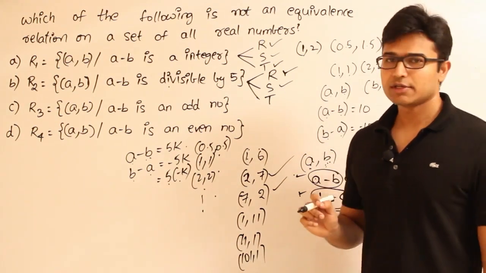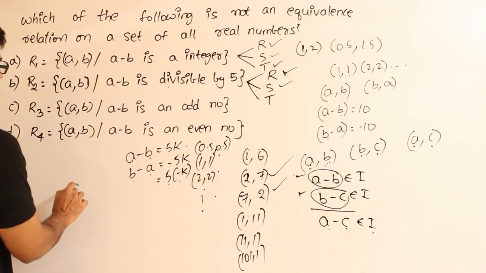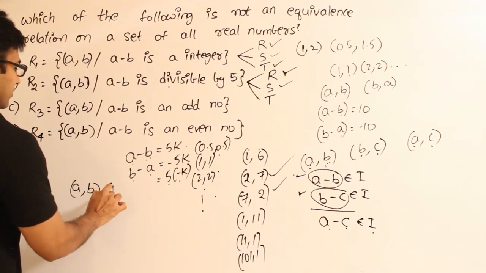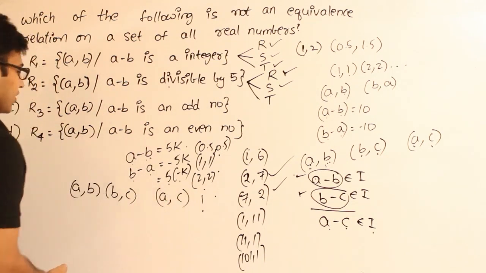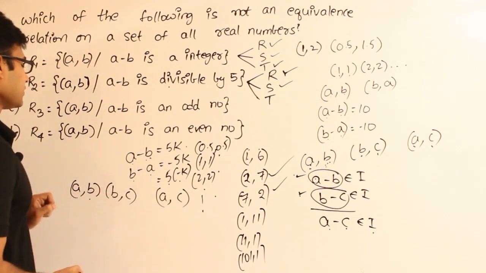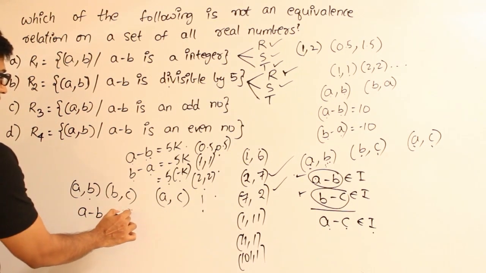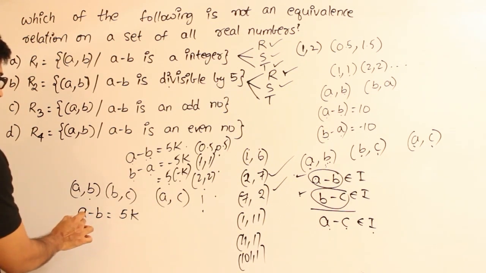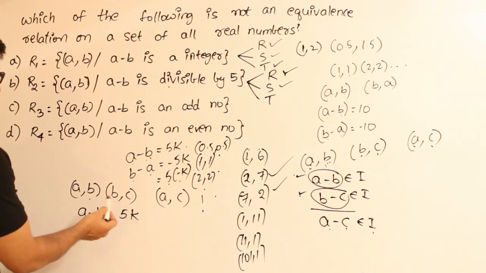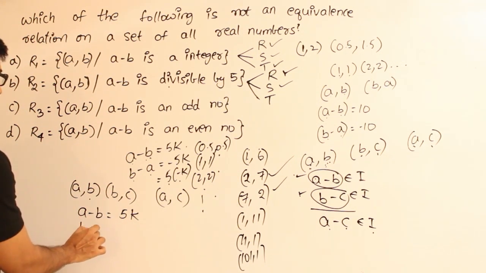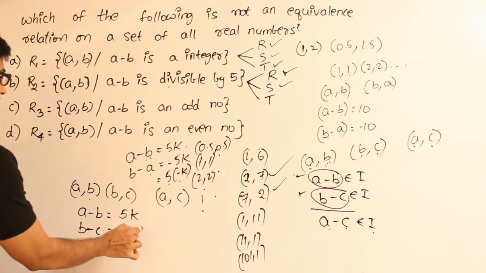Then what about transitivity? Transitivity says that if a comma b belongs to the relation and b comma c belongs to the relation, then a comma c should belong to the relation. Now let us assume that these two belong to the relation. Then what does it mean? a minus b is going to be some 5k, right? Because if it belongs to the relation, definitely a minus b is divisible by 5. That is why I am writing it as 5k. And since b minus c also belongs to the relation, it is equal to 5m, right?